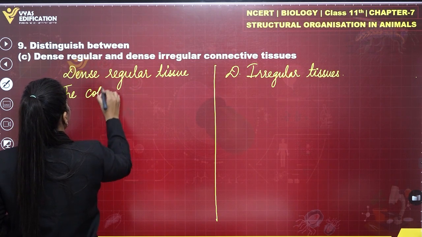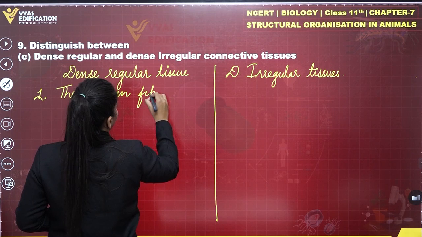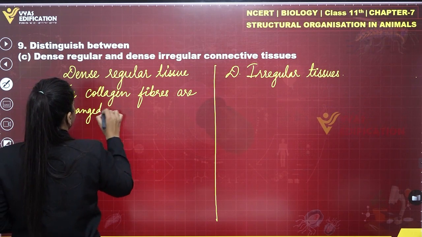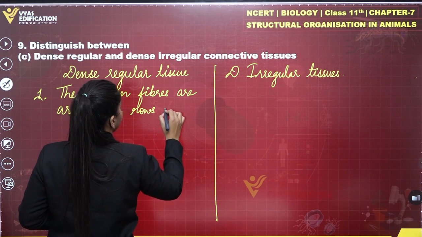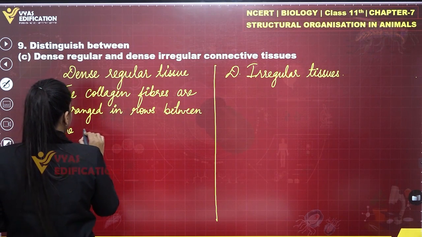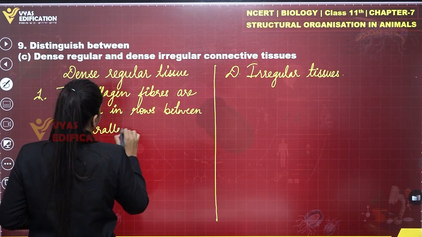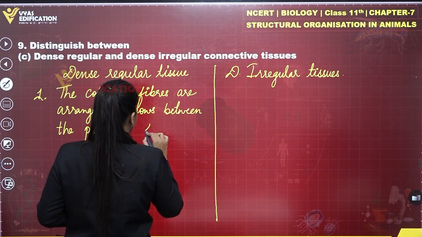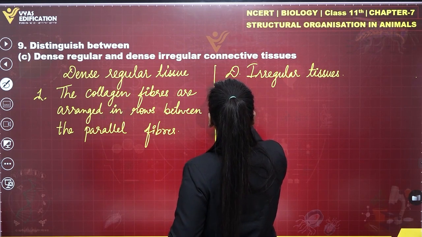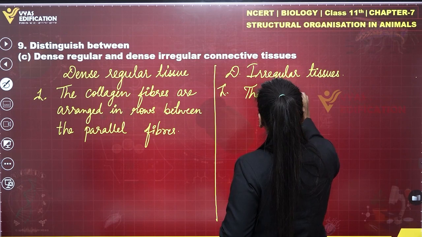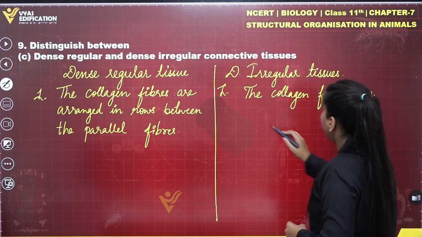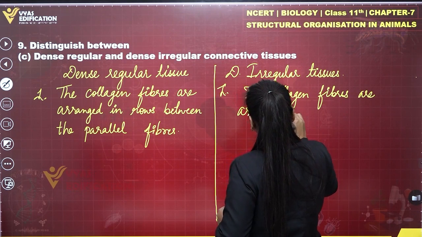If we talk about the first point of dense regular tissue, the collagen fibers are arranged in rows between parallel fibers, and the first point of dense irregular tissue is that the collagen fibers are arranged irregularly.